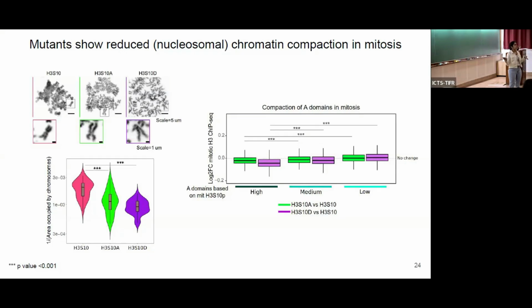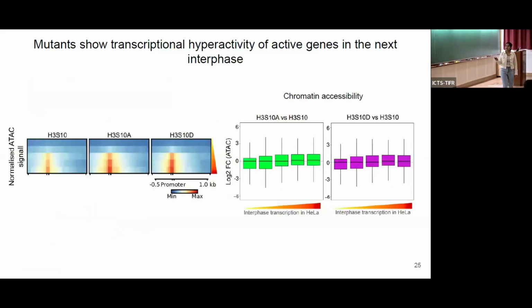We checked this for promoters as well, which means that locally at the promoters, as well as on a large scale at domains, even on the chromosomes, you are seeing a compaction defect in mitosis again. Now the question was, in the next interphase, what's happening? So for this we did ATAC-seq, where we are looking at the chromatin accessibility.